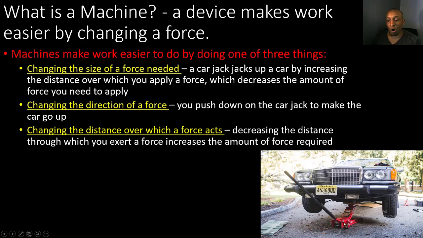So for example, here's our car jack right here, and this is the distance right here. The longer the distance, the less force I need to apply in order to jack up the car on this end. So I push down on this car jack right here, and then it applies a force on this end that lifts the vehicle up. And then secondly, changing the direction of a force, which we briefly talked about with the first example. You push down on the car jack to make the car go up. So I push down on this end of the car jack, which makes the car go up on this end.